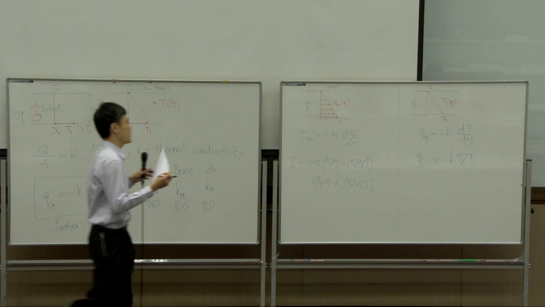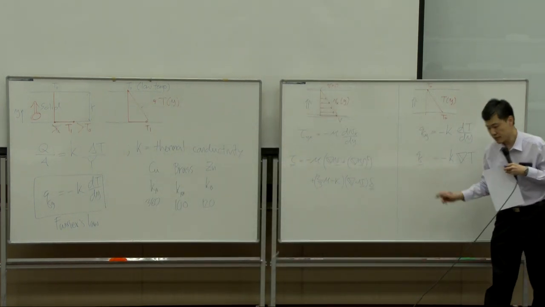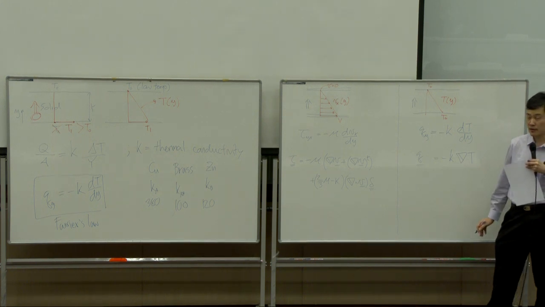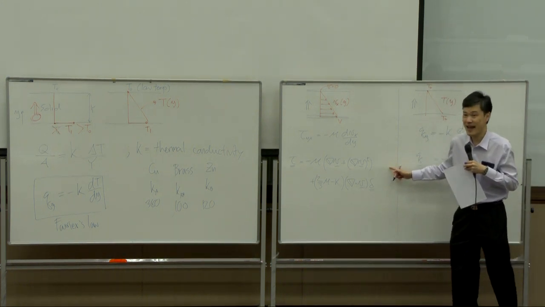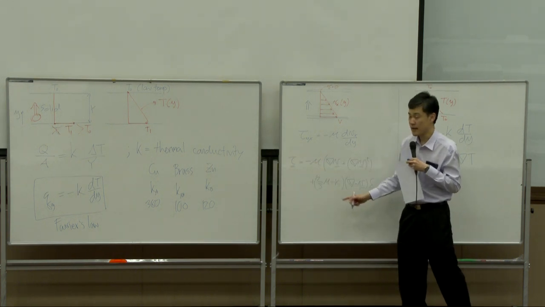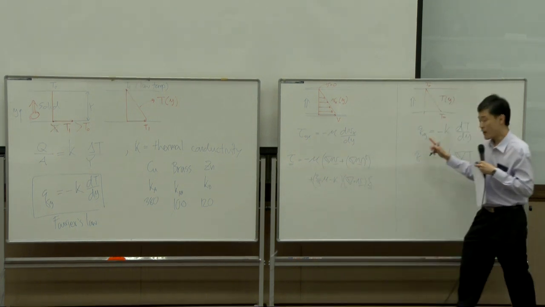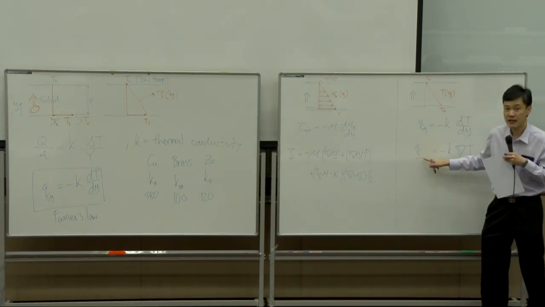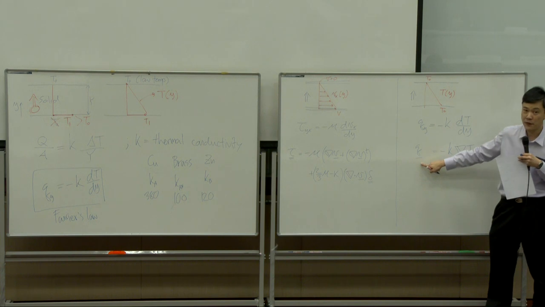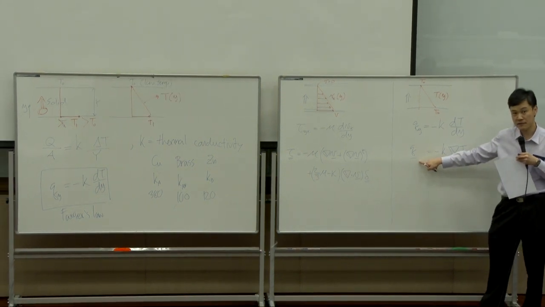So the difference between these two sessions: in momentum, the equation is a tensor. This tensor has 9 elements. For the energy side, this is a vector. It has only 3 elements. So the equation is a little bit easier in vectors.